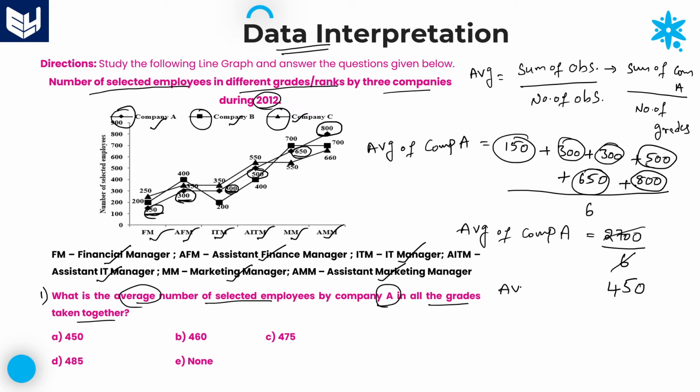Therefore, the average of company A over all the grades together is equal to 450. 450 is the right answer for this question. If you look at the options, option A is the right answer for this question. Option A, 450.